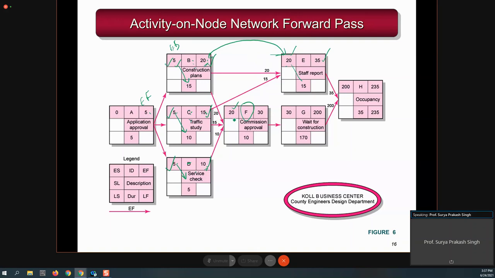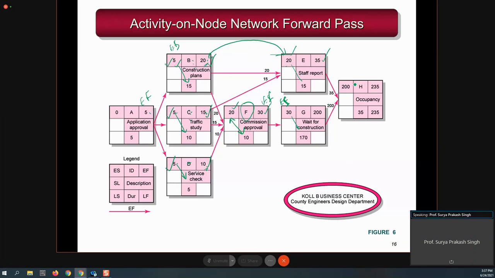Now you can again add the 20 and 10, and you get 30. And the 30 can be the early finish time for the F. Then you can go to the next activity, and this is the early finish time, and this is the early start time of the G. So in this way, the moment you get the early start time of the G, then you can again add together.